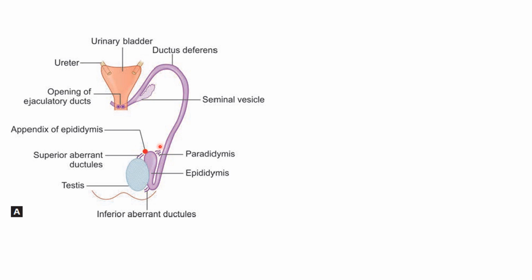So we can see the different structures in this figure, and we have seen the appendix of epididymis. You can see that over here. You can see the ductus deferens. We can see the seminal vesicle. We can see the part of urinary bladder which is developed from the absorption of mesonephric duct. All these structures we have already mentioned.